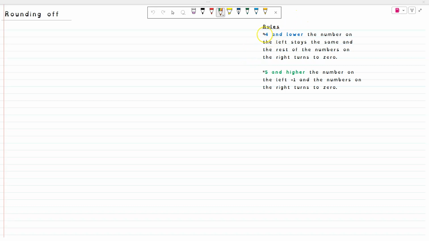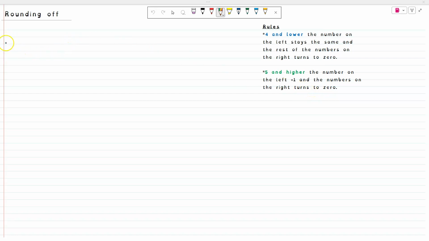So when the number that we're looking at is 4 and lower, the number on the left stays the same, and the rest of the numbers on the right turns to 0. If it's 5 and higher, the number on the left, you add 1 to that, and then the numbers on the right turn to 0. Okay, so let's look at a few examples.